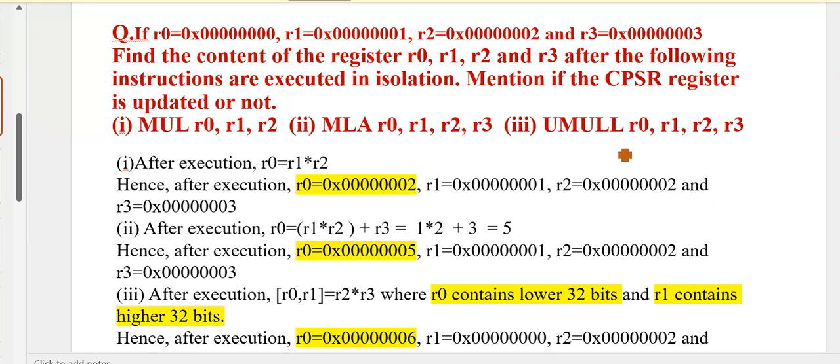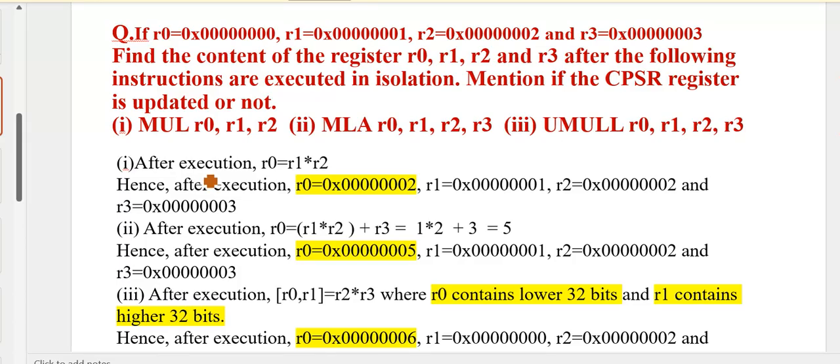This is a very important problem. If R0 is equal to 0, R1 is equal to 1, R2 is equal to 2, R3 is equal to 3, explain or find the content of registers R0, R1, R2, R3 after the following instructions are executed in isolation. Mention if the current program status register is updated or not.